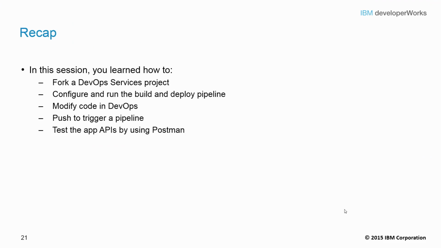Now slide 21, let's recap. In this session, you learned how to fork a DevOps services project, configure and run the build and deploy pipeline, modify code in DevOps, push to trigger a pipeline, and test the app APIs by using Postman. That concludes our lab.